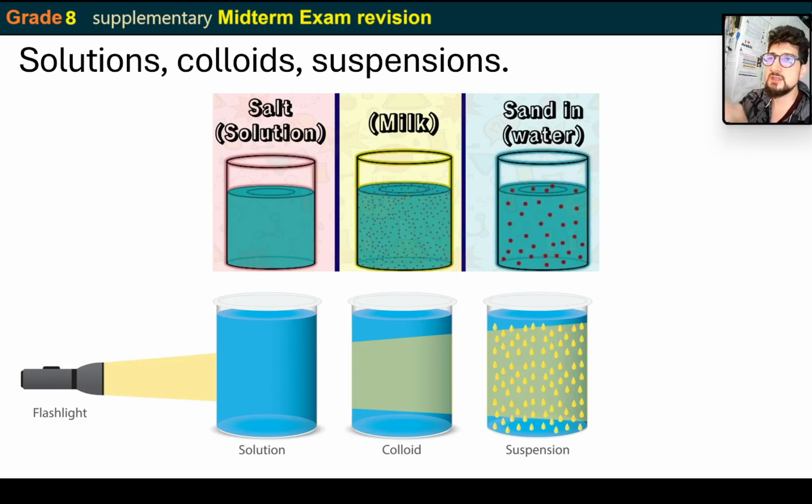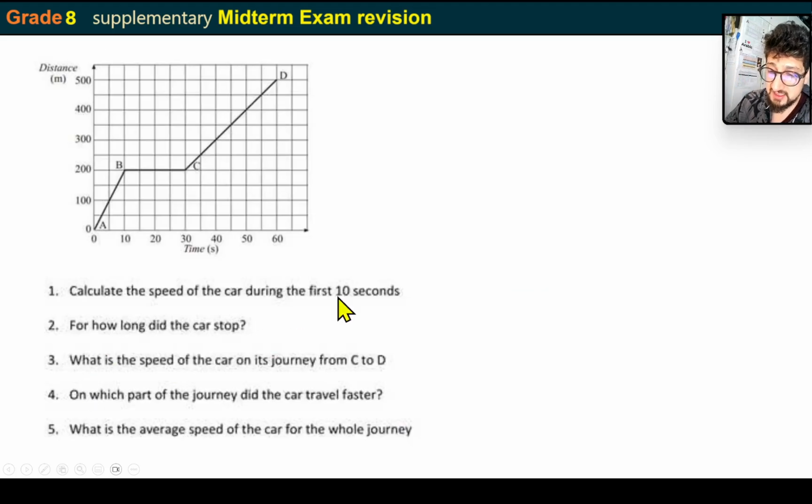A suspension is where the particles separate. A solution is where it's absolutely clear, and a colloid is one where you can't see through it. It looks like it's one color, but you can't see through it, and it doesn't settle. It doesn't separate. Okay, let's keep going.